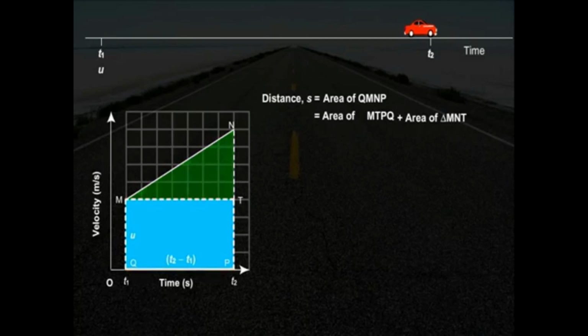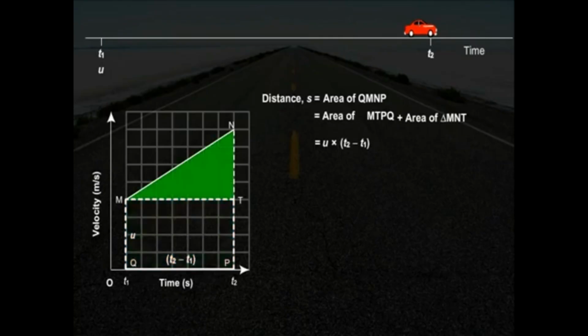Now, let's first look at our rectangle. What is the area of this rectangle? Simple. u, that is one side, into t2 minus t1. That is simple. Now, what about the area of this triangle? Area of the triangle, half base into altitude. That is half into MT into NT. Now, MT, if you look at the graph, is t2 minus t1 into NT. How do we find NT?